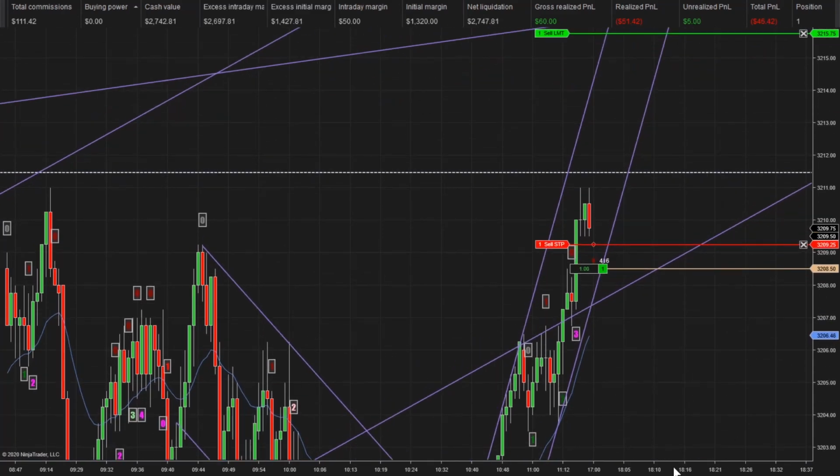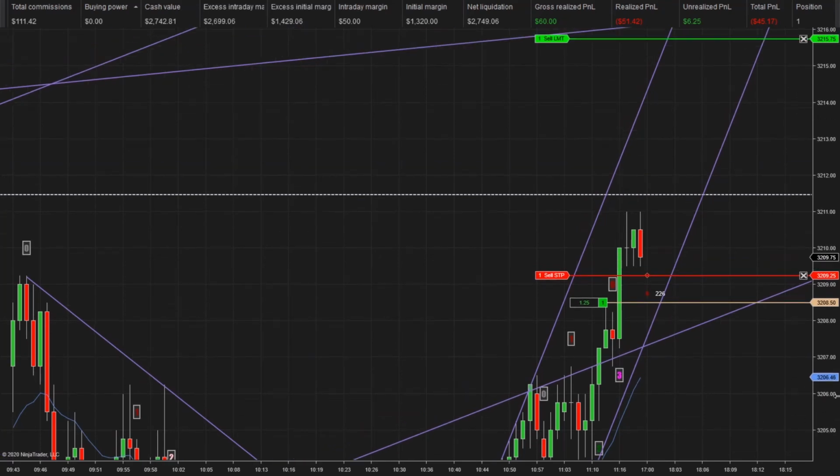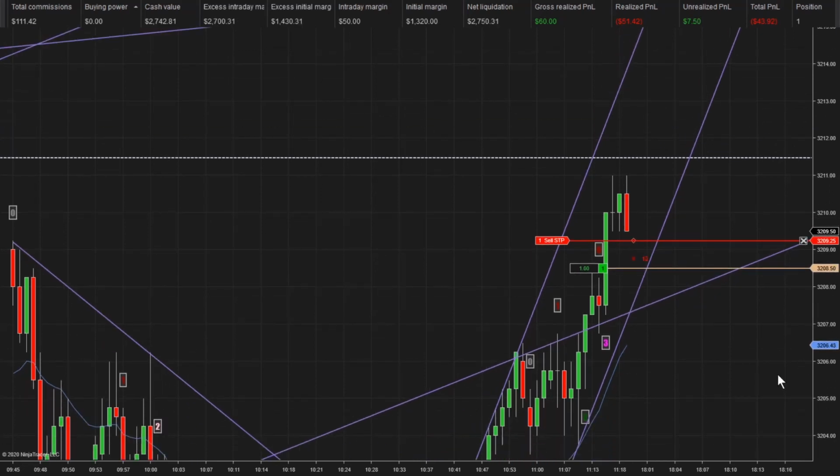I wouldn't be surprised if I get stopped out, but it's risk free, and it's a little less than 1 point. My stop is like 75 cents up, so I'll take 3/4 a point. Okay, I got stopped out.